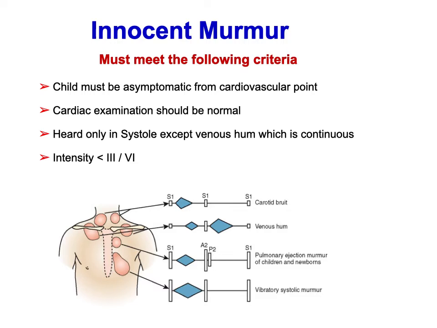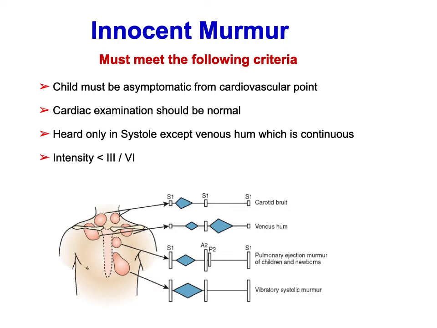Now, diastolic murmurs, as you know, are always pathological, as we have learned from the Nadas' criteria. So, it is heard only during systole, except the venous hum, which is heard both in systole and diastole. And you remember, the venous hum is the only murmur which is innocent but heard during diastole also.